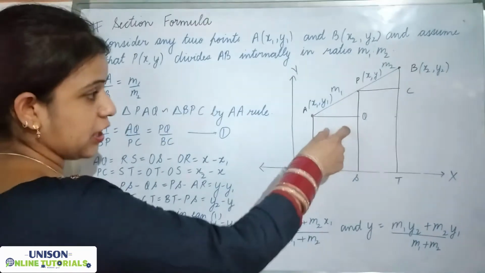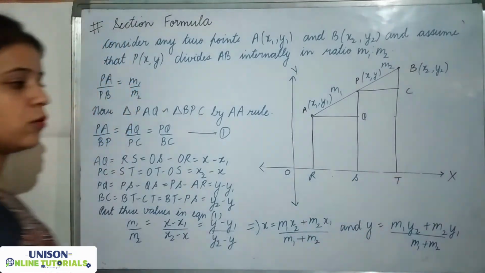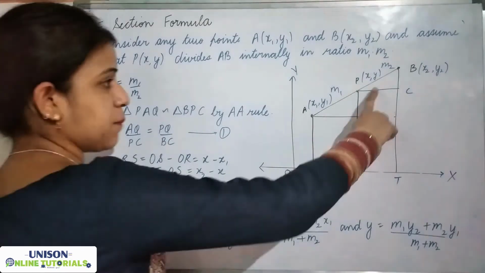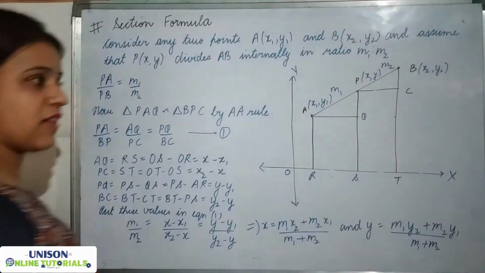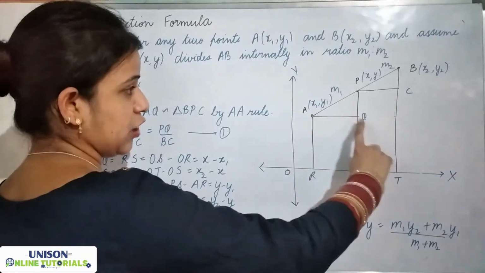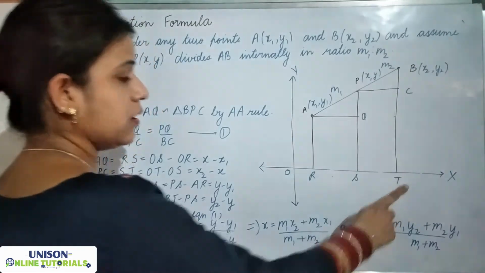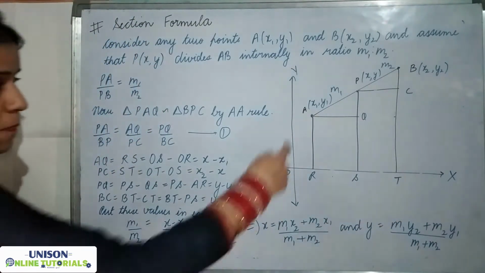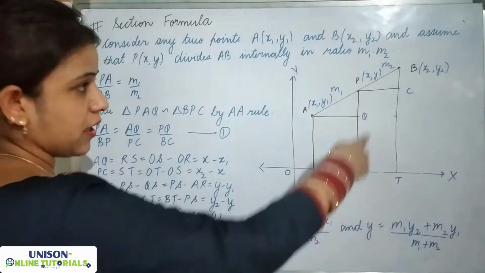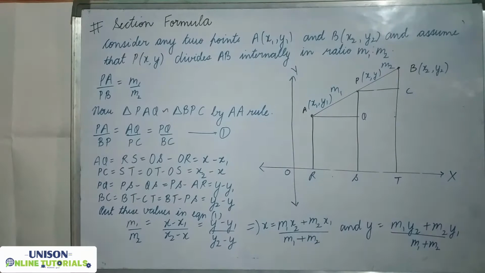Here, AQ is parallel to RS and PC is parallel to the x-axis. Simply, you can say AQ and PC both are parallel to the x-axis, and we have drawn two perpendiculars: AQ perpendicular on PS and PC perpendicular on BT. Similarly, AR perpendicular on the x-axis, PS perpendicular on the x-axis, and the last one, BT perpendicular on the x-axis.